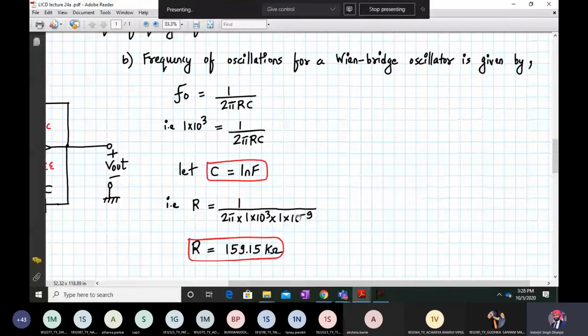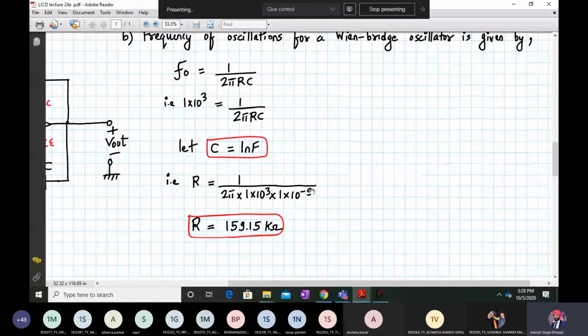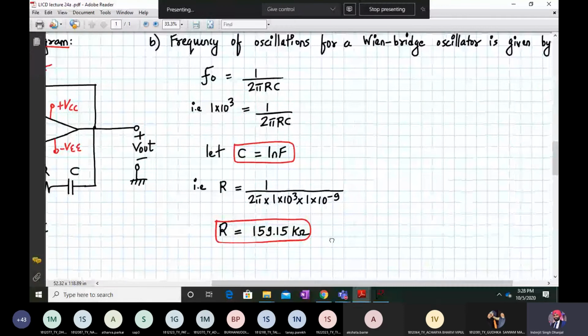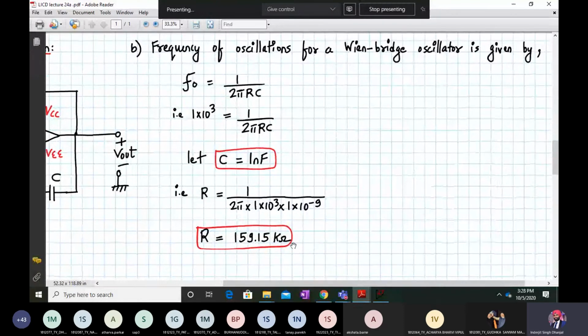Then the value of R will be given by 1 upon 2 pi into 10 raised to 3 into 1 into 10 raised to 9. If you calculate it on a calculator, you will get around 159.15 kilo ohms. You can easily select a standard value if you are doing the same experiment in the lab on a breadboard, so you would select the nearest standard value. Right now it's not needed because we are directly going to implement this in LTspice.